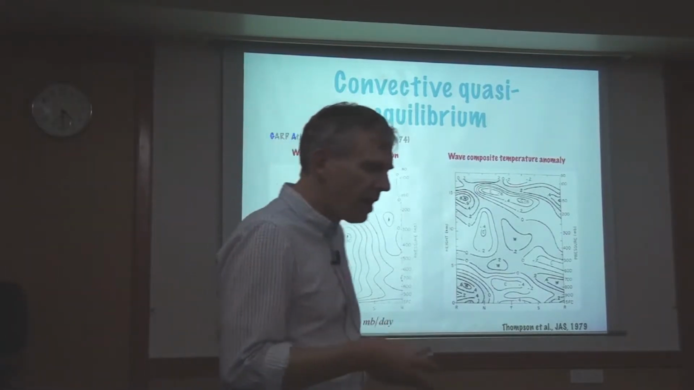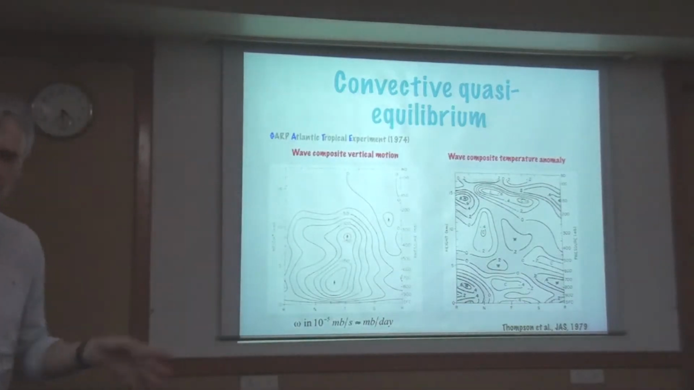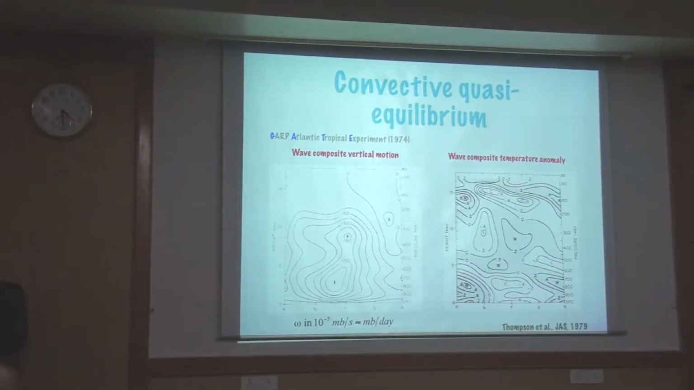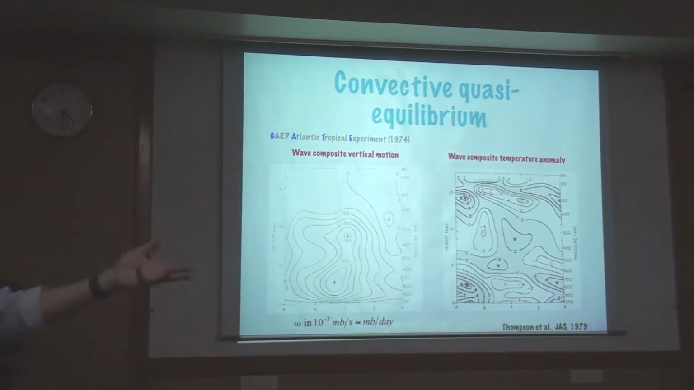Now, if you calculated just from dry adiabatic processes how much that would cool the atmosphere, you would expect a very strong cooling of the atmosphere in the trough, right? Just because if you have this vertical motion, air goes up, it expands, it adiabatically cools. Very easy calculation. So the expectation, if that was the only thing happening, is that you would have a very strong wave in temperature as well.